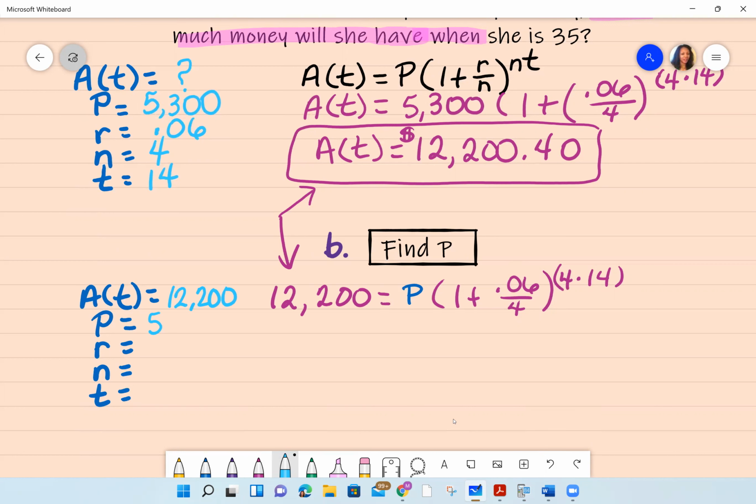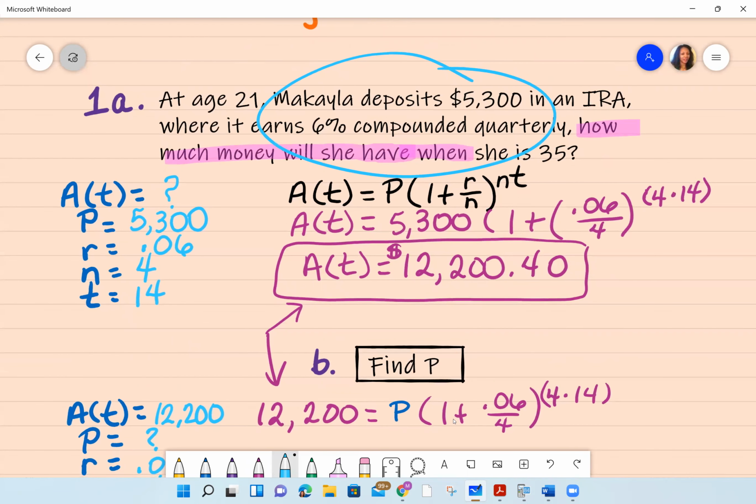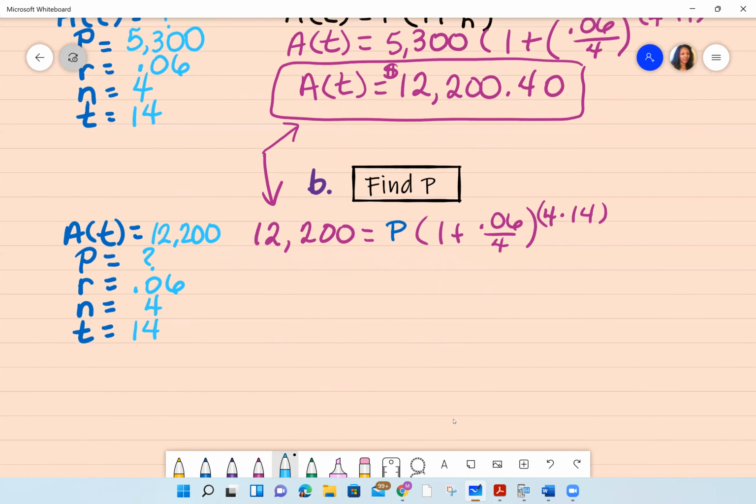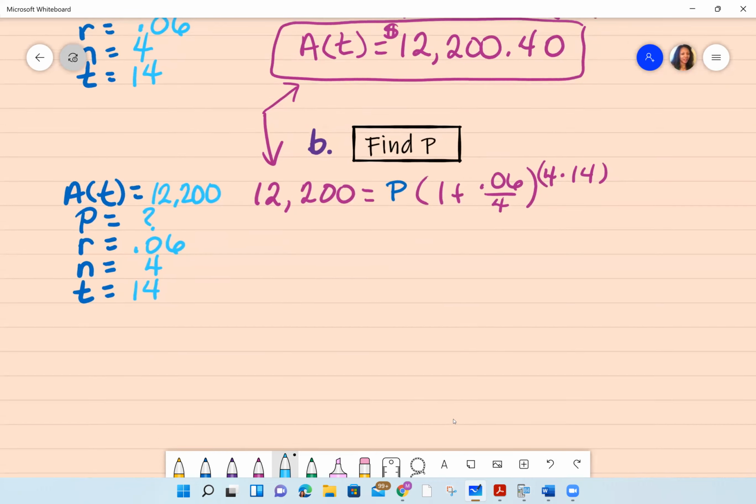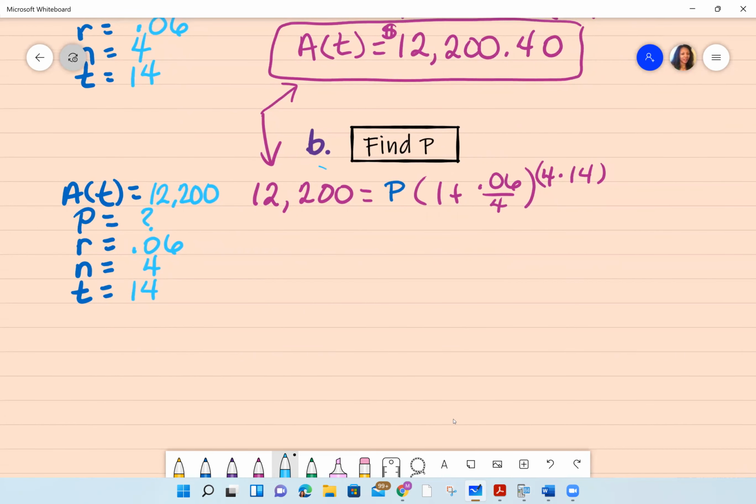P, we already know, so we're going to verify. That's what we're trying to find in this scenario. R is 0.06, N is 4, and T is 14. Again, I am getting this information from this scenario. We're using the same scenario over and over. I just need to show you how to find each individual variable. Now this time, when I see that there's a number on the opposite side of the equal sign by itself, that means the variable is alongside other numbers. So what I want to do is simplify all of the other numbers and then put P after it in this case.